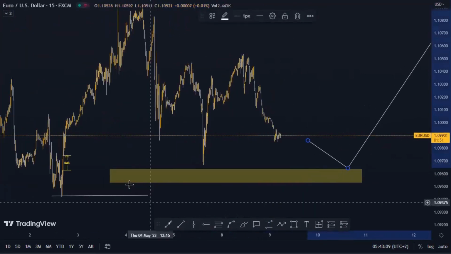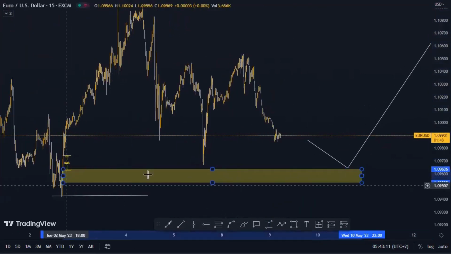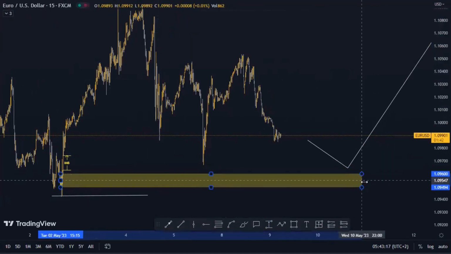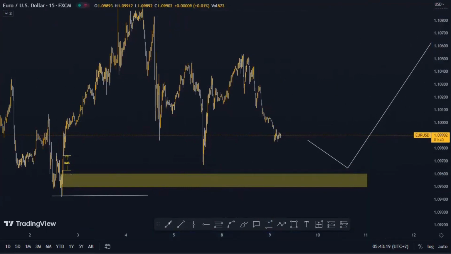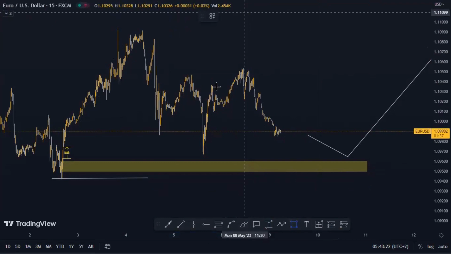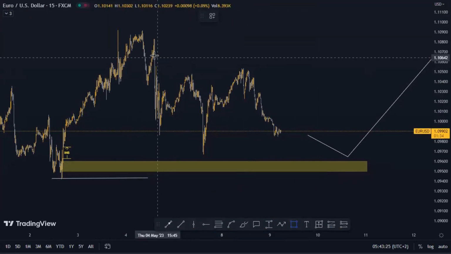Take on that imbalance and then get to that order block. The order block is right there. Okay, so that's Euro USD for you. On the upper side, just looking to find some limits.